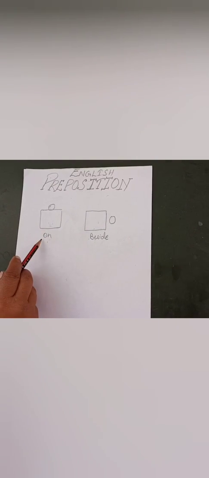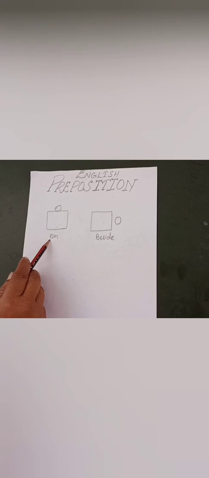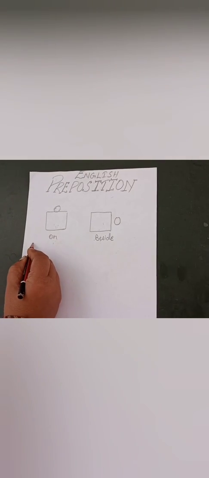Now in the same question, it is written to frame a sentence and underline the words that show position in them. So make a sentence with the help of on. You can write: the ball is on the box. So which word is showing position? On. So you will have to underline this word. I hope this is clear to you.